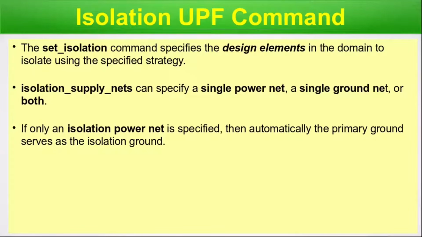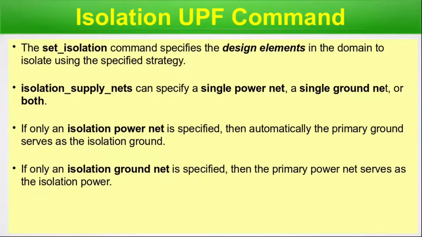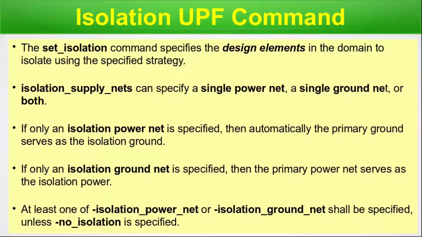So one complements the other. If one is specified, the other is automatically selected. Next, if only an isolation ground net is specified, then the primary power net serves as the isolation power. So in case we specify the ground net as the isolation ground net, then the primary power net is automatically treated as the isolation power net. That's the beauty of the UPF command.